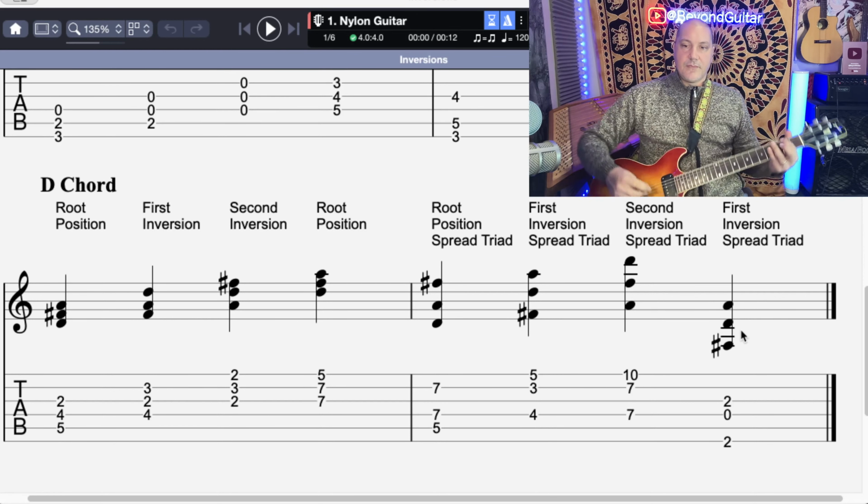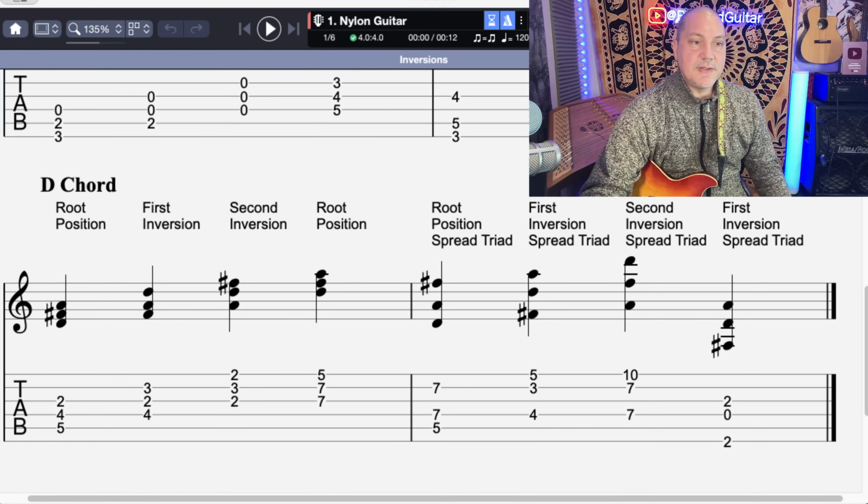There we go. Okay, well, I hope you thought that that was super helpful with the chord inversions.